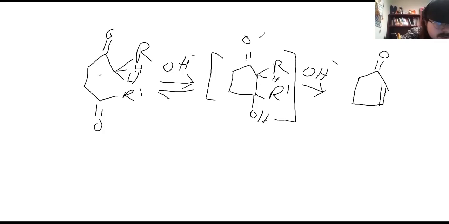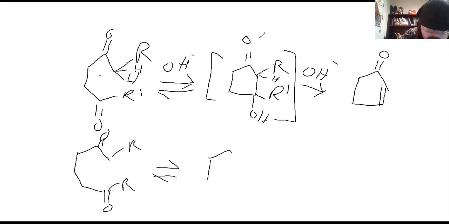Or if this is a 6-membered ring, one, two, three, four, five, 6. Essentially the same thing, undergoing a 6-membered ring formation, R prime R.